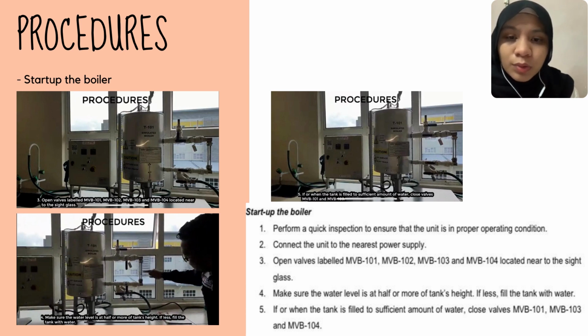For step 1, we need to perform a quick inspection to ensure that the unit is in proper operating condition. Second, we need to connect the unit to the nearest power supply, and then open the valves labeled MVB 101, MVB 102, MVB 103, and MVB 104 located near the side glass. And then make sure that the water level is at half or more of the tank height. If less, fill the tank with water.